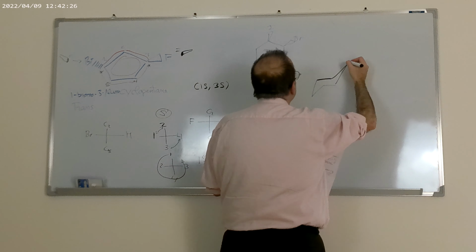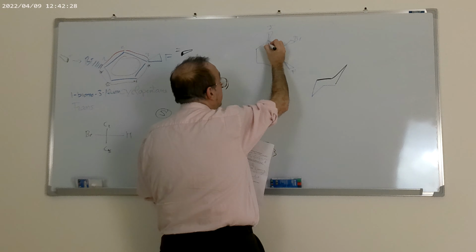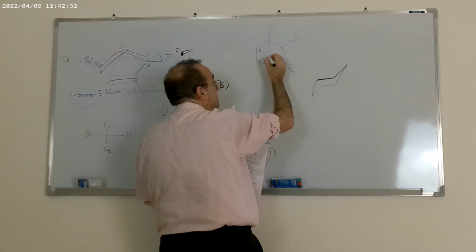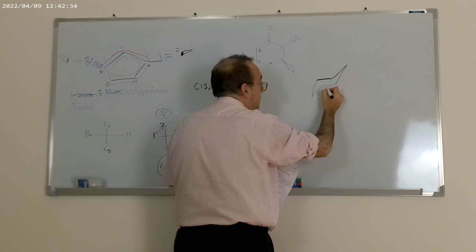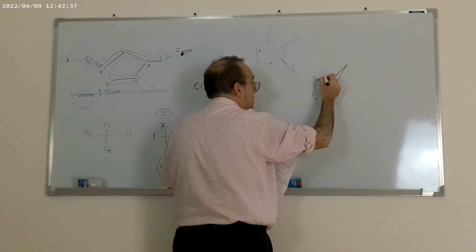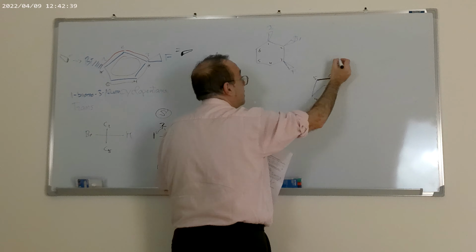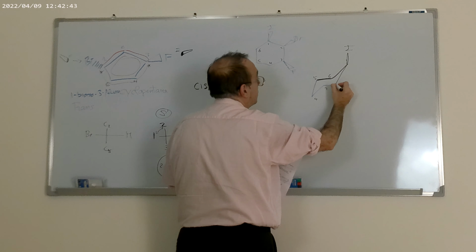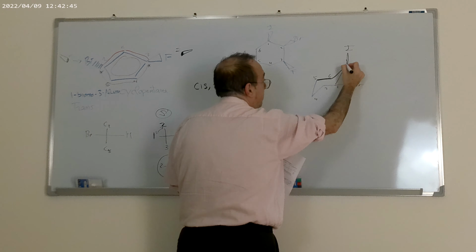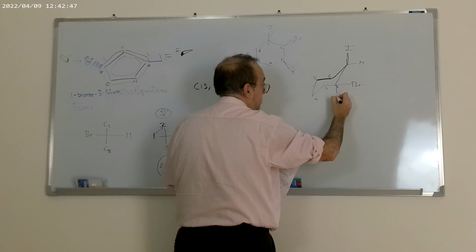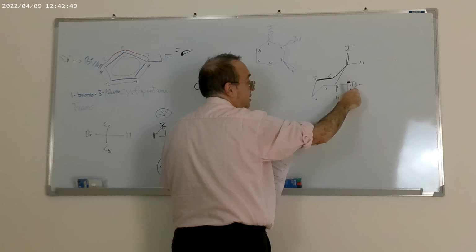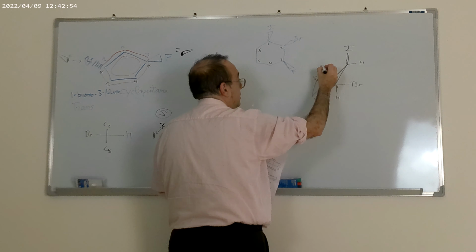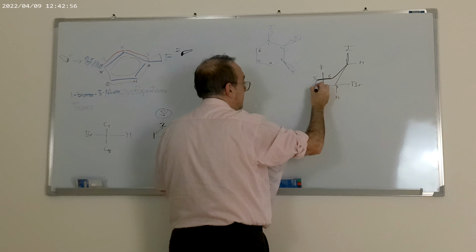Okay, and I enumerate 1, 2, 3, 4, 5, 6. 1, 2, 3, 4, 5, 6. 1 iodine up, 2 bromine up. I draw the hydrogens in order to see that the bromine is the one that is in the higher position. And number 3, fluorine up.